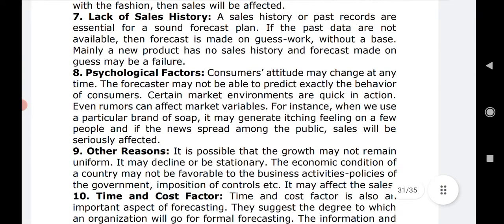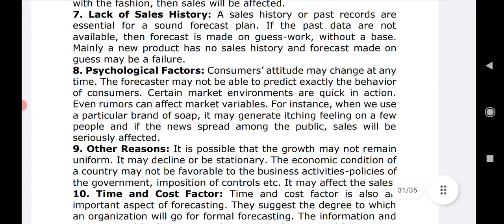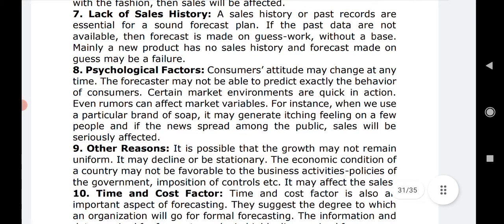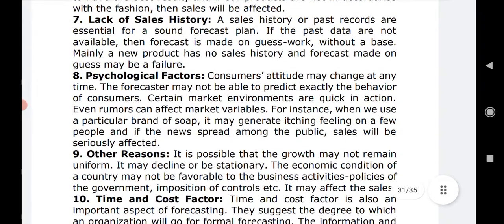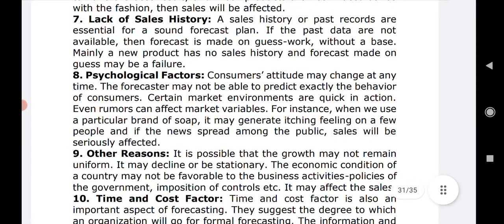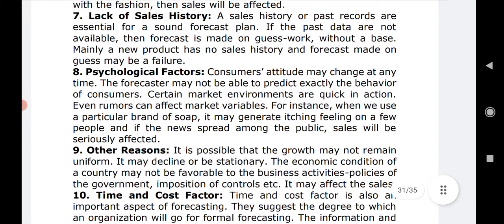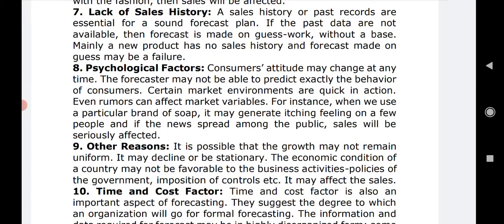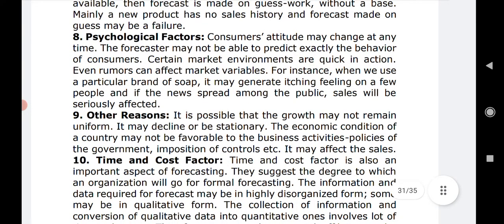Next comes up lack of sales history. So what happens is a sales history or maybe the past records are essential to make the forecast plan, and if these past data are not available or maybe misleading, then it will lead to a wrong result. Next is psychological factors.